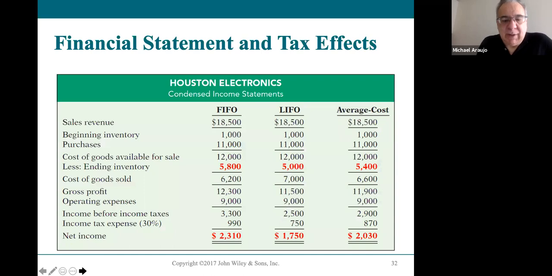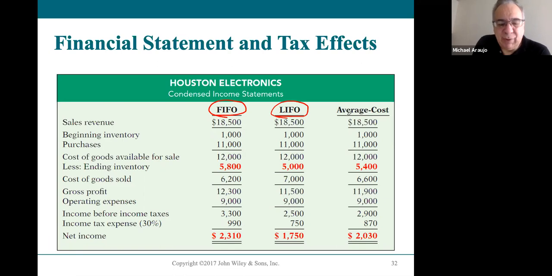What does it matter? Why should companies use one or the others? Again, companies have a choice. They actually can use any of these three, including specific ID or any of the four. But for retail, it's going to be these three. As I was showing you earlier, FIFO has been the clear winner. About half of the merchandising companies in that survey used FIFO. LIFO was a close second. Average cost was a distant third.